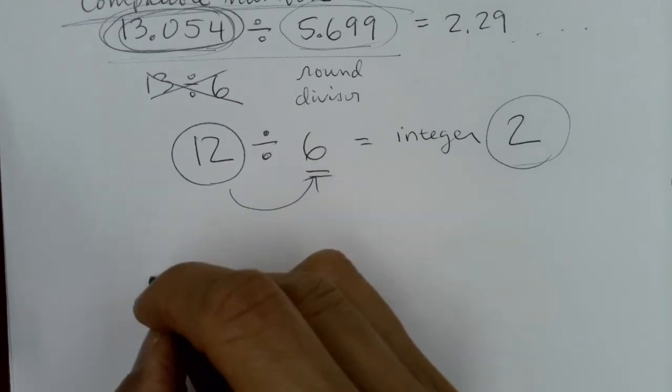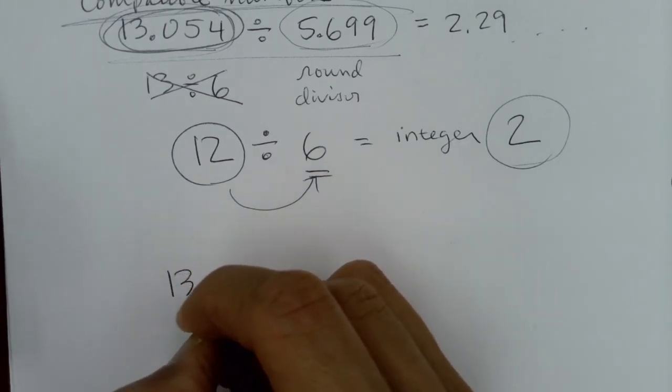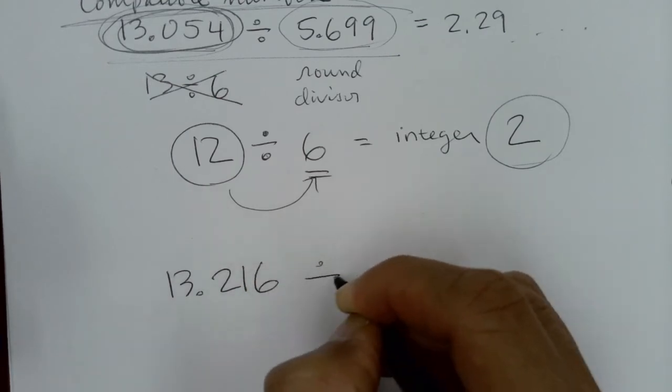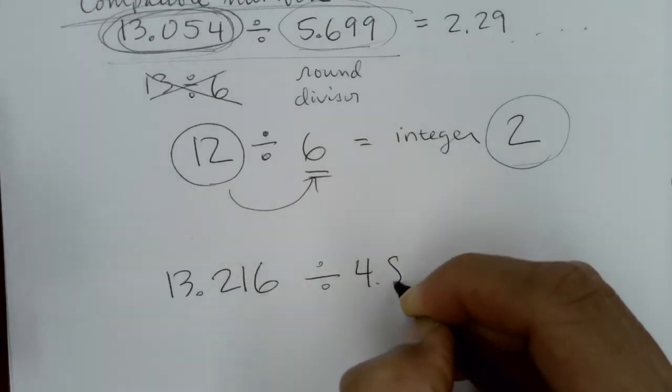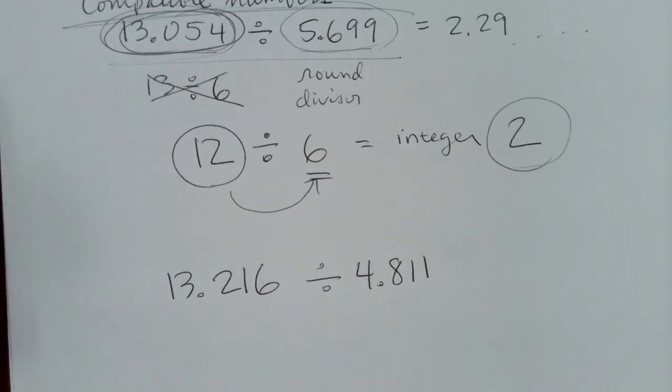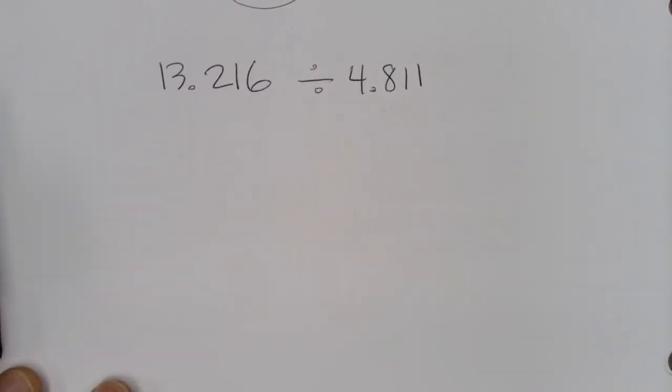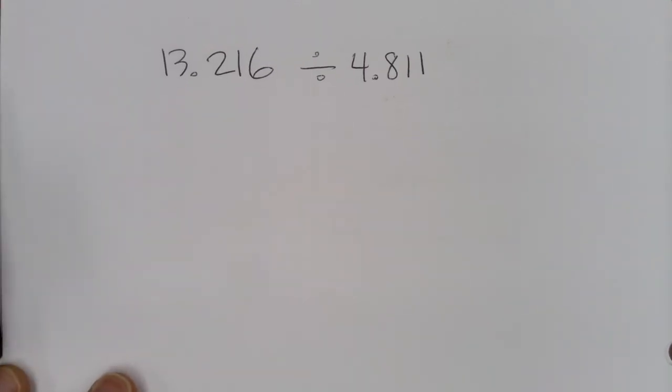Alright, let's try a different one. What if we had 13.216 divided by 4.811? Alright, I want you to think about this, and you can pause my video, work it out yourself, and then come back and see.